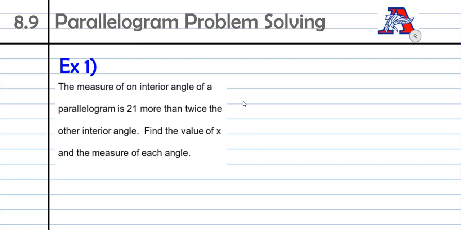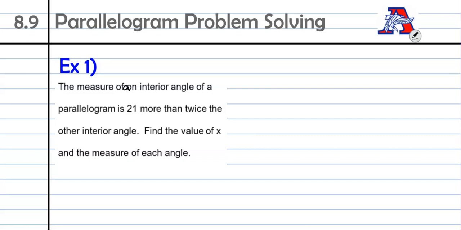So the first one says the measure of an interior, that should say an and not on, the measure of an interior angle of a parallelogram is 21 more than twice the other interior angle. Holy cow. Find the value of x and the measure of each angle.